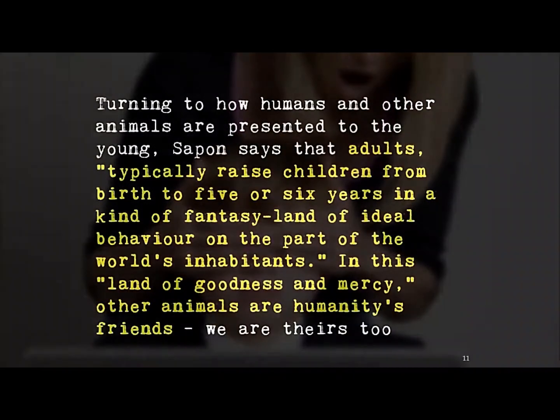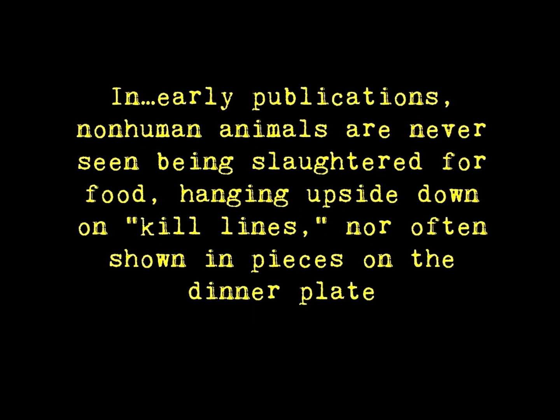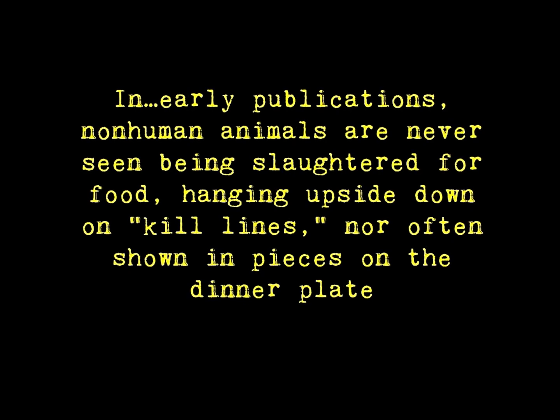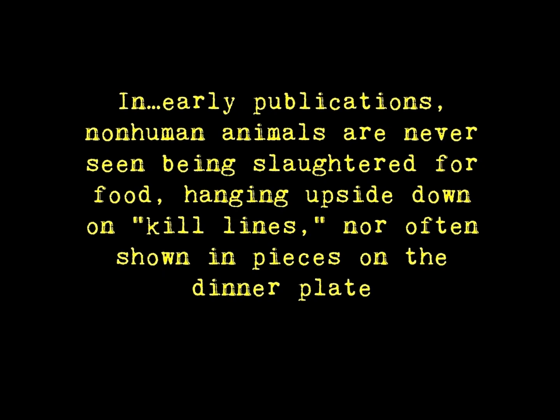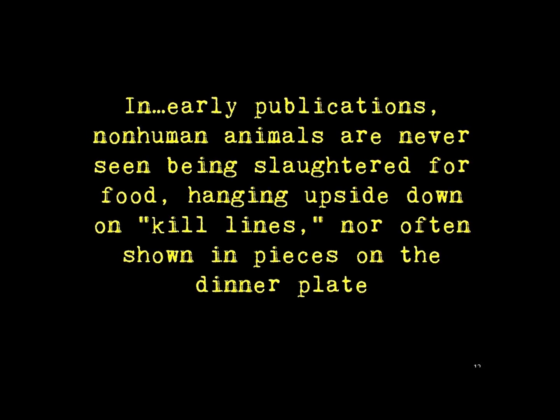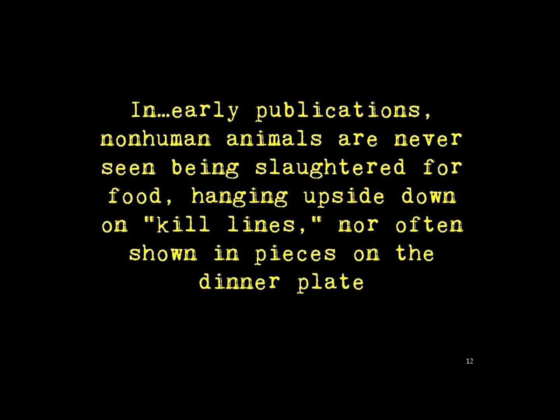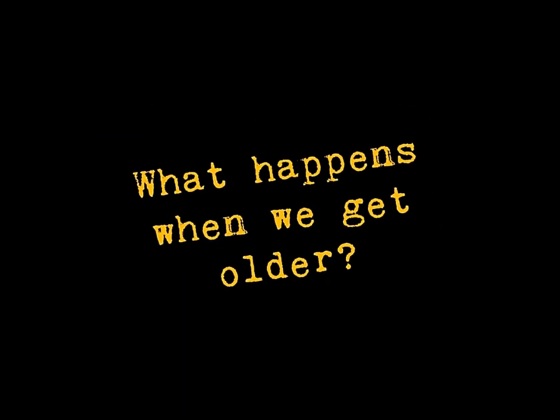So this is about the only thing I'm going to read out. It said that adults typically raise children from birth to 5 or 6 years in a kind of fantasy land of ideal behavior on the part of the world's inhabitants. In this land of goodness and mercy, other animals are humanity's friends, and vice versa applies. So this is the kind of vision that we get initially. And when Sapin looked at the publications from which people draw those pictures that I talked about, he finds the same pattern. There's no kill lines, there's no slaughter. And in fact, generally speaking, in a very overt sense, you don't see in these early learning books other animals being eaten or on the plate in an overt sense of that's what it is. You might see pizza being eaten, or you might see hamburgers, but you don't necessarily understand that you're dealing with a dead body, essentially.